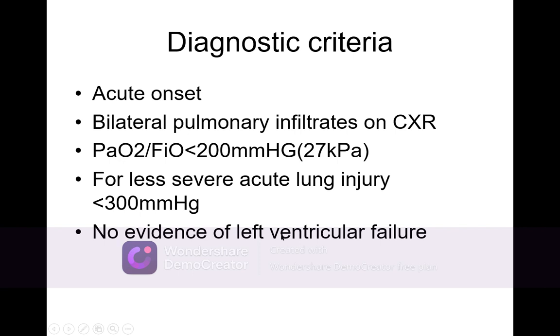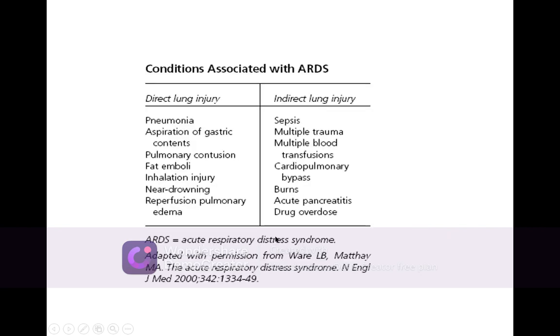So no evidence of left ventricular failure should be excluded before diagnosing. The causes of ARDS were already mentioned previously: direct lung injury, pneumonia, aspiration of the gastric contents, pulmonary contusion, fat embolism, inhalation injury, near drowning, and reperfusion pulmonary edema. Now in this case, the aspiration of the gastric contents was the initiating cause of the direct lung injury.